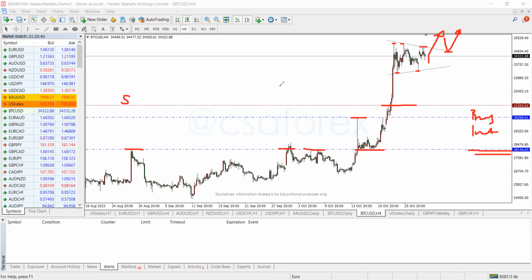So there are always different ways to look at the market. You just need to be able to identify what the market has done, what the market is doing, and of course, potentially what the market is going to do, right? So this is from the 4 hours time frame perspective.